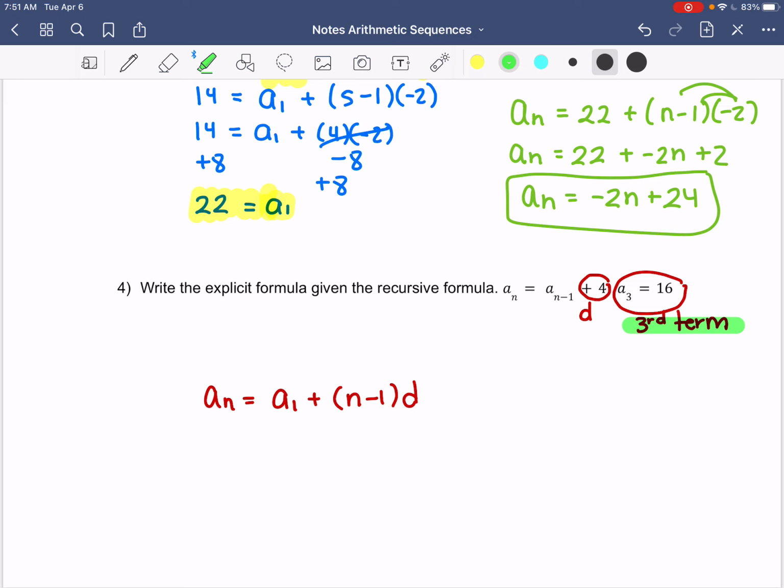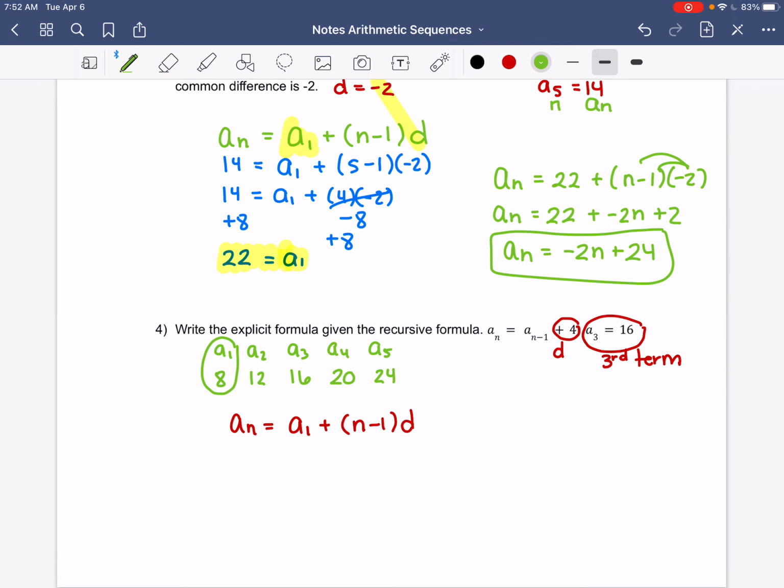Well, they didn't give me the first term, they gave me the third term, but I do know the common difference. So what that means is, okay, we have a sub 1, a sub 2, a sub 3. A sub 4 keeps going, a sub 5. So we know that the third term is 16, and then the pattern is adding 4. That means 16, the next term I would add 4, the next term I would add 4. Well, if I want to go backwards, instead of adding 4, I could do the opposite and subtract 4 to go backwards. So 16 minus 4 is 12. 12 minus 4 is 8. And I could use that method to find the first term.